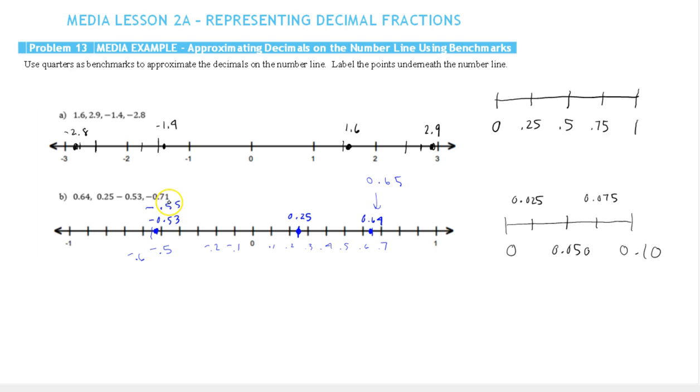And finally, negative 0.71. Well, this was negative 0.6, negative 0.7. I'm going to throw caution to the wind, and you can do this too. Negative 0.71 is just a little bit more. It's just 1/100th more. So think about adding 1 yellow. It would be a little bit to the left. And here's negative 0.71.